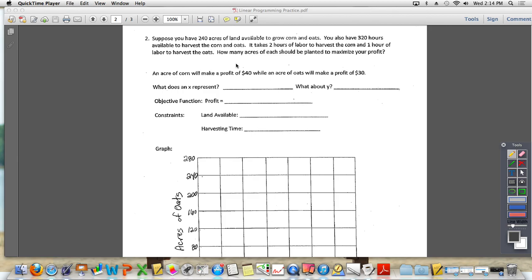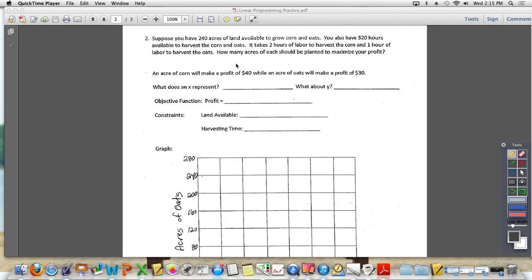It says, suppose you are a farmer. Suppose that you have 240 acres of land available to grow corn and oats. And you have 320 hours available to you to harvest the corn and the oats. It takes 2 hours of labor to harvest the corn. It takes 1 hour of labor to harvest the oats. How many acres of each should be planted to maximize your profit?